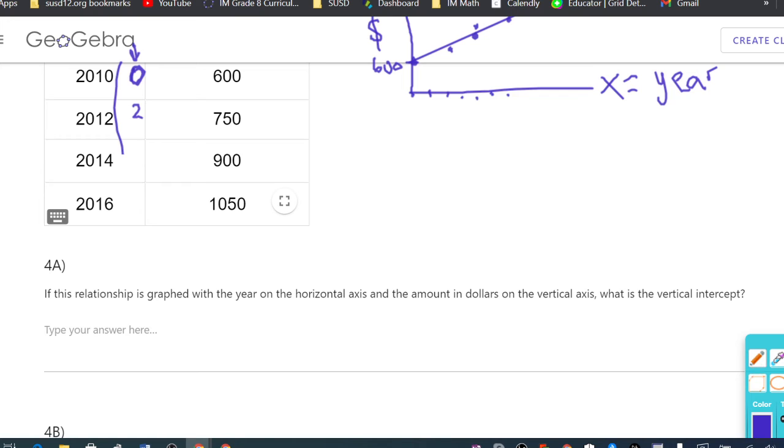If this relationship is graphed with the year on the horizontal axis and the amount in dollars on the vertical axis, what is the vertical intercept? Well, we start with the year equal to 0, so this is really 2010 right here. And then what is the vertical intercept? That is here, y equals 600. The vertical intercept is the same as the y-intercept. Don't forget, you need to know vocabulary here. All right, I'll type in the answer. You type in your answer too.